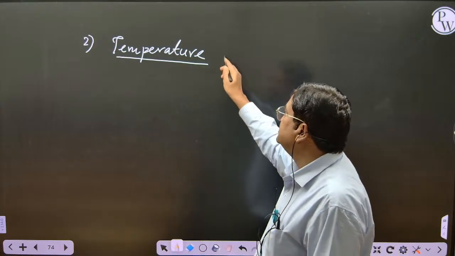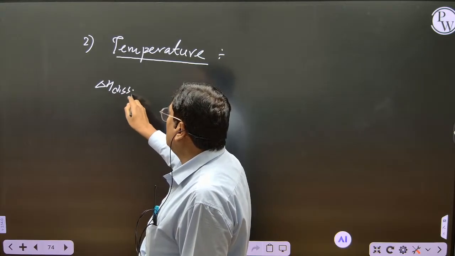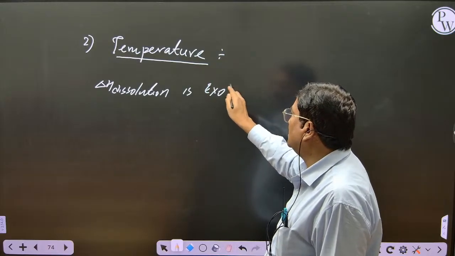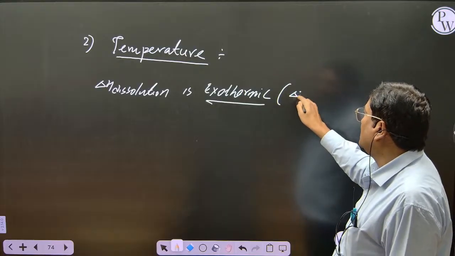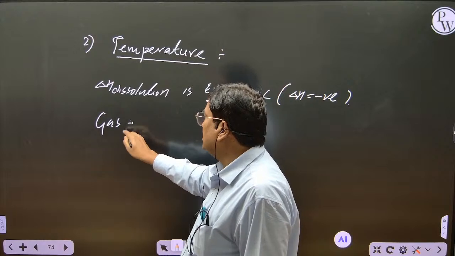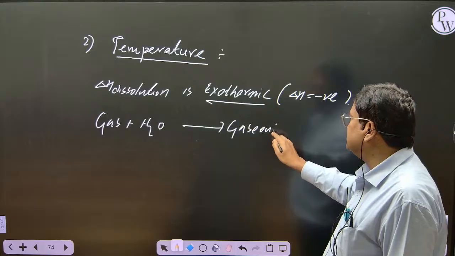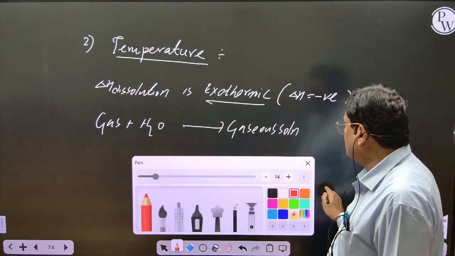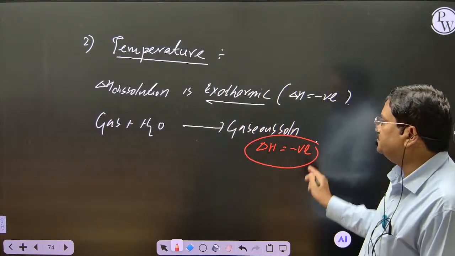So here make a note: enthalpy of dissolution is exo or endothermic? It is exothermic. That means heat is evolved. Delta H is negative. That means, see, when gas dissolves in water, we get a gaseous solution. And this gaseous solution will be exo or endo, students? Enthalpy of solution, you know in thermodynamics we show with negative. That means heat is evolved.